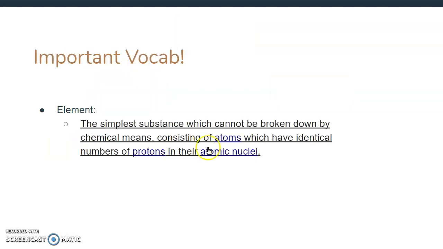An element is the simplest substance which cannot be broken down by chemical means. It's consisting of atoms which have identical numbers of protons in their atomic nuclei. So our next topic will be learning about atoms and protons and nuclei. Those are some fancy words for now that we will learn later. But the important part is the element is the simplest substance. So it's kind of our base unit, and everything is built on elements. Some great examples are gold, nitrogen, and carbon.